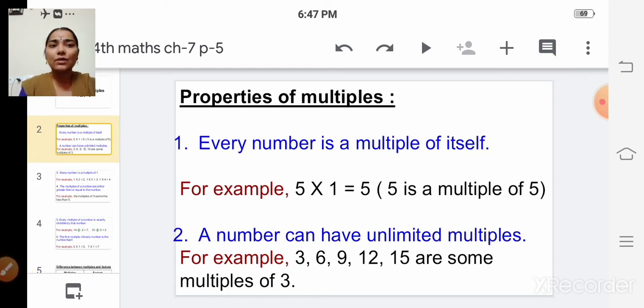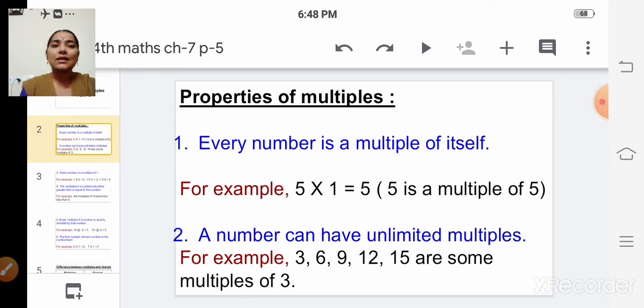They have given one example, 5 into 1 is equal to 5. That means 5 is a multiple of 5. So if we take any number, then that number is a multiple of itself. Okay, so that is the first property.